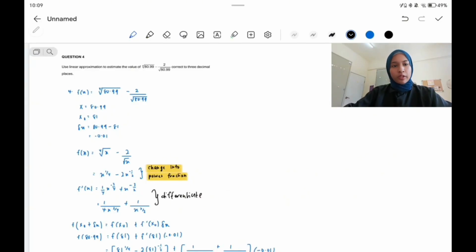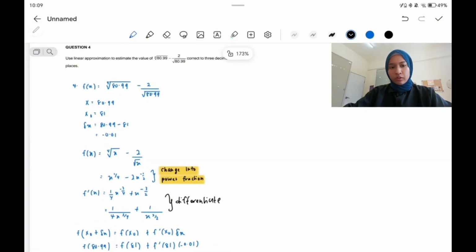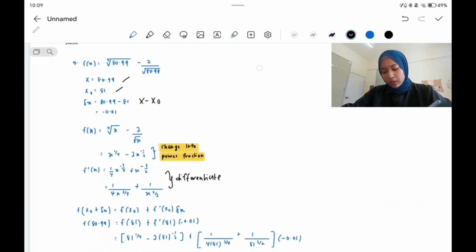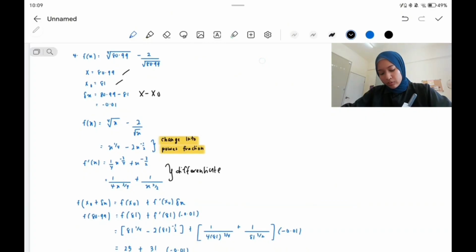So lastly, I will answer question number 4, which states that f(x) equals the fourth root of x minus 2 over the square root of x, with x as 80.99, and we need to give the answer to 3 decimal places. So first, when we see this kind of question, we need to identify 3 terms first, which are x, x naught, and delta x. As we can see in this question, x is 80.99, x naught is 81, and to find delta x, we need to subtract x naught from x. So we will get negative 0.01.